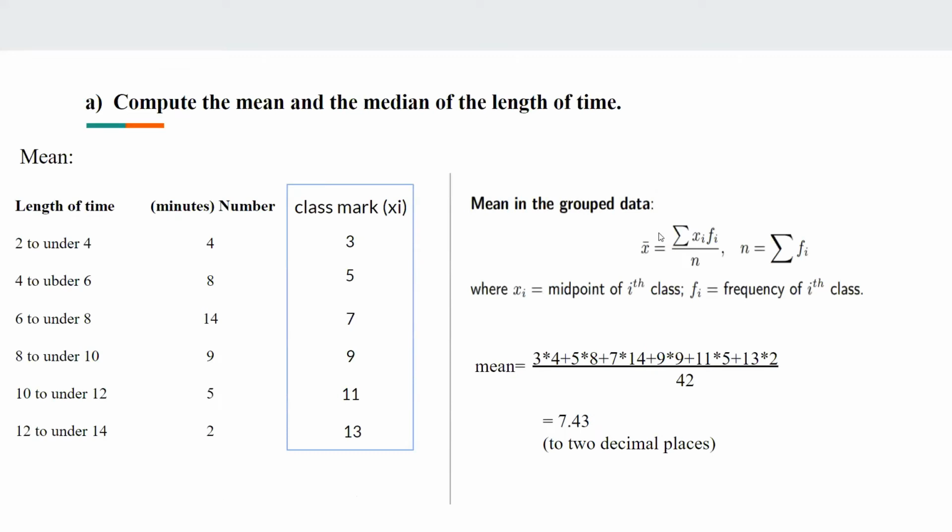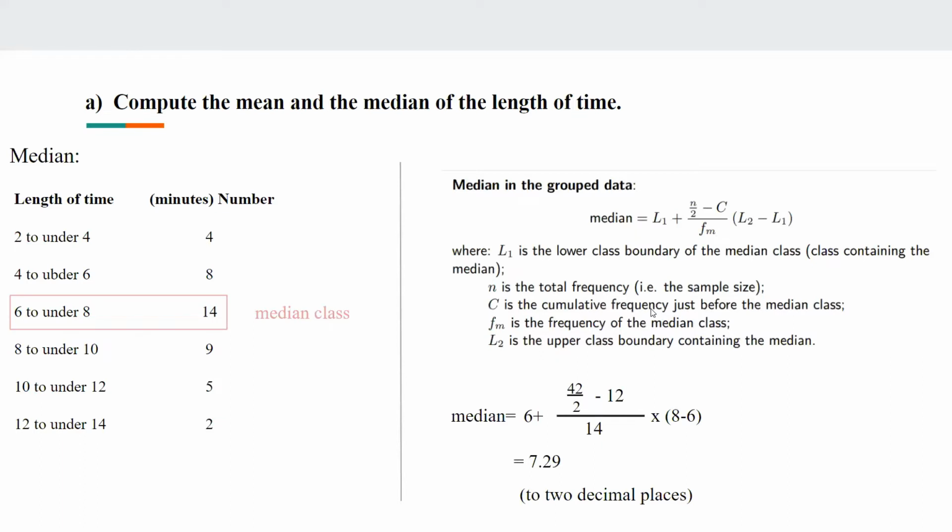The mean in group data, X bar, equals summation of Xi times Fi over N, where N equals summation of Fi. The left table shows the class mark Xi. After calculation, the mean of this group data is 7.43, rounded to 2 decimal places. The median in the group data follows this formula.